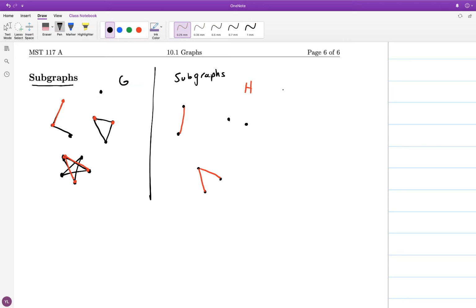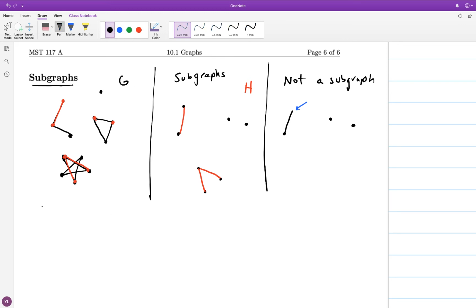Now, the following is not a subgraph of G. If I go like this, it is not a subgraph because it's not even a graph. You can't have this dangling edge right here. You have to select some vertices and select some edges that connect them.